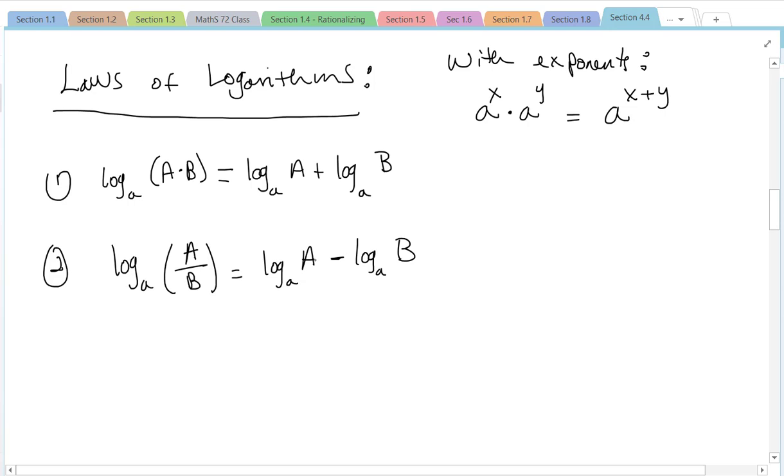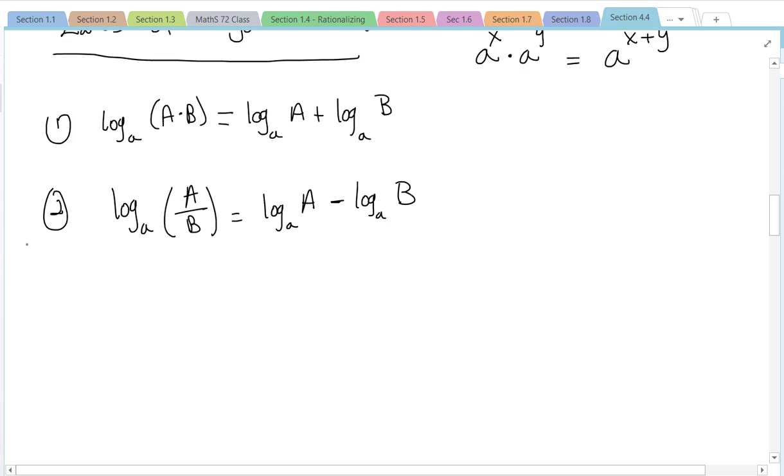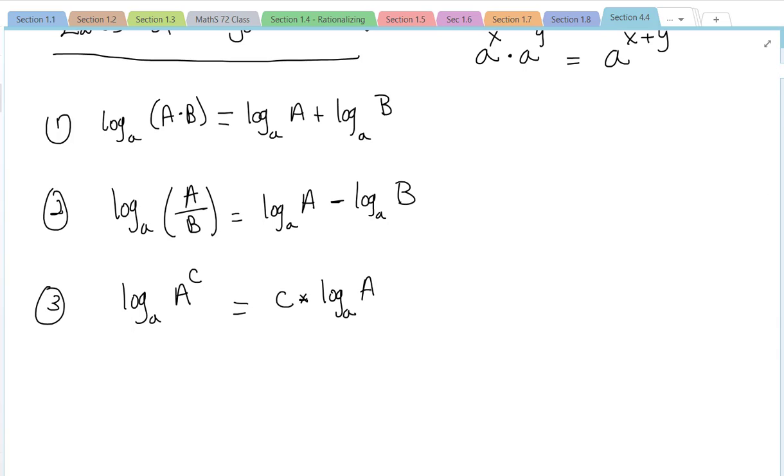Power to a power, we multiply the exponents. So in logarithm form, if I have log base A of capital A to an exponent of C, that means I can put the C to the front. It will be C times the log base A of A. So those are our three main laws of logarithms.